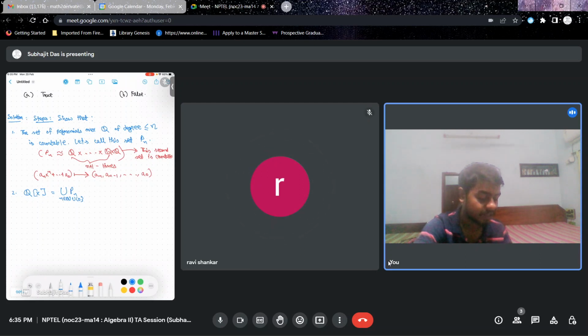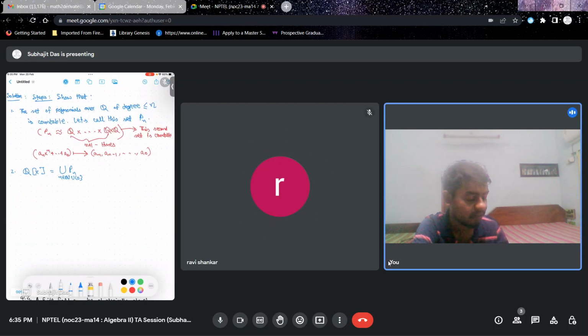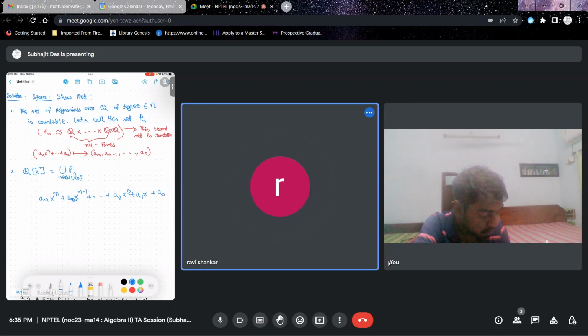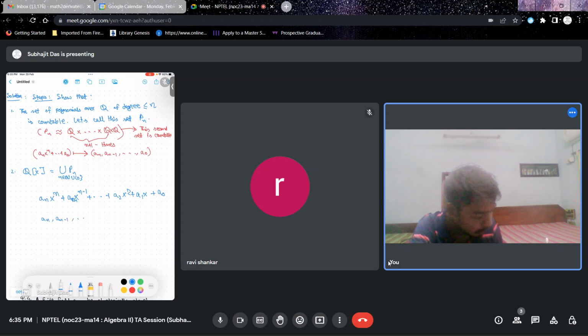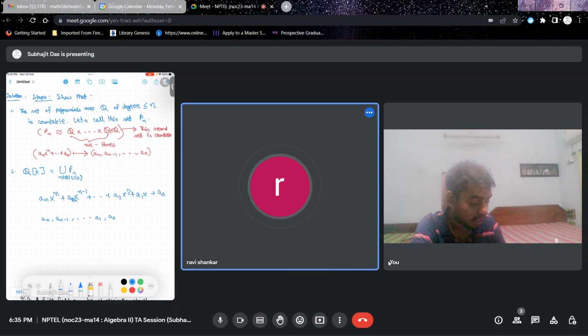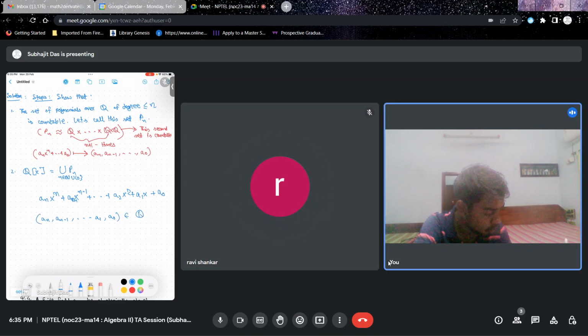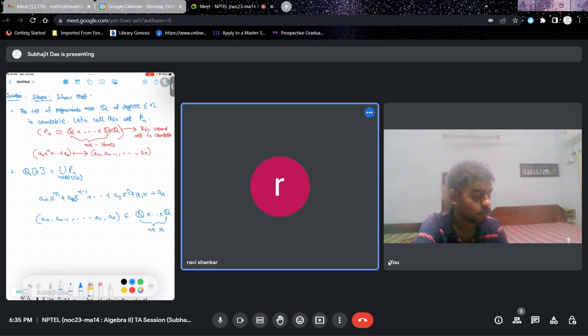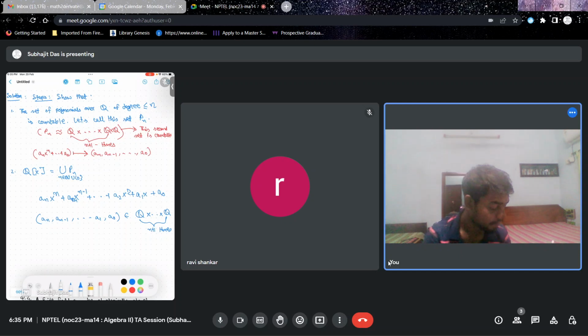So take an arbitrary polynomial in P_n, that is, a polynomial of degree at most n. What will such a polynomial look like? It will look like a_n x to the power n plus a_{n-1} x to the power n minus 1 plus ... plus a_2 x squared plus a_1 x plus a_0. So how many coefficients are there? a_n, a_{n-1}, up to a_0. So this is an element in Q cross ... cross Q, n plus 1 times, isn't it? So you map this polynomial onto this particular tuple.